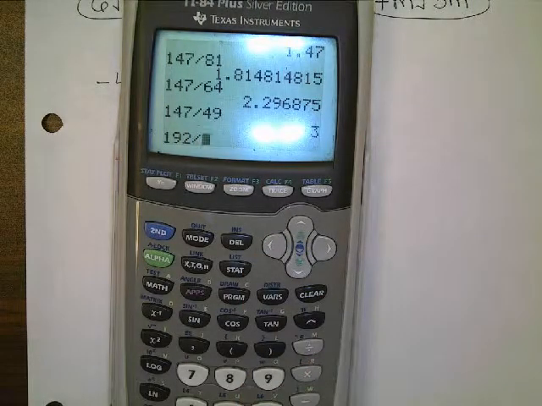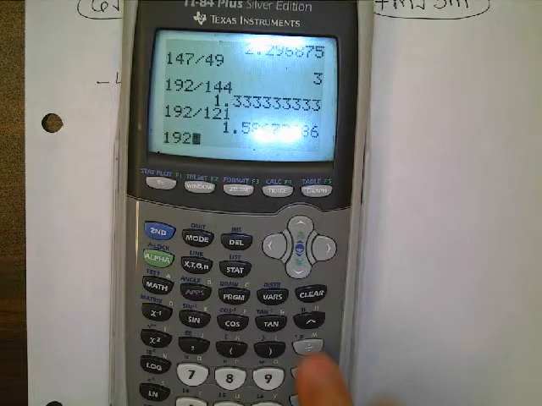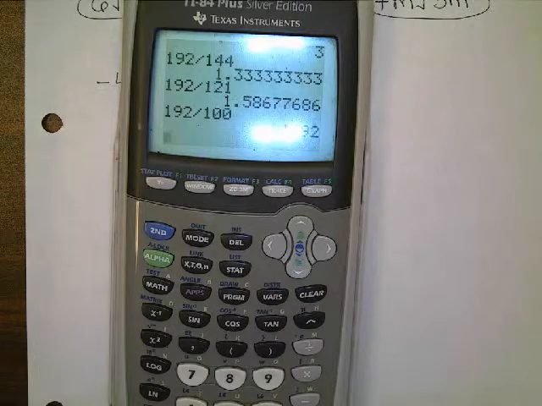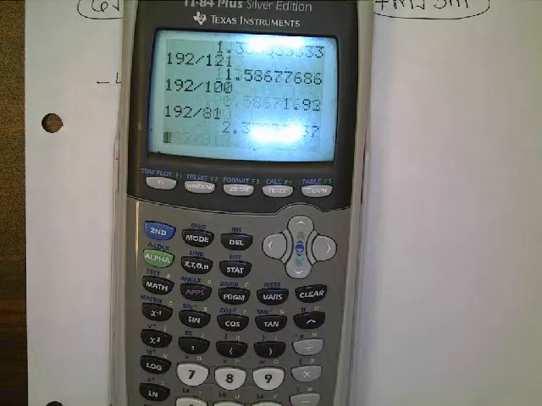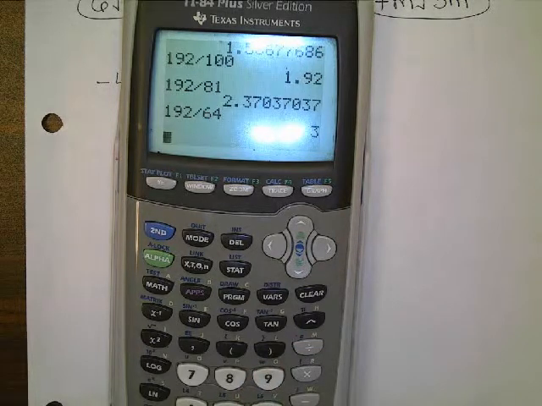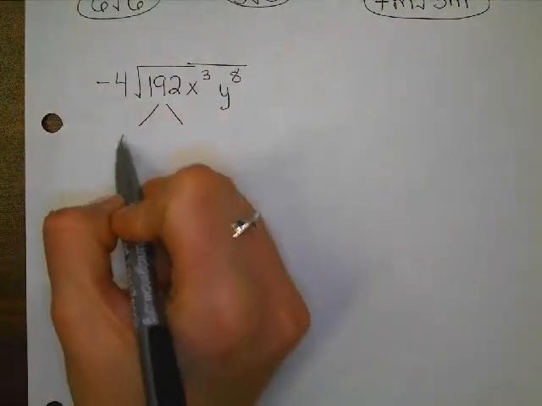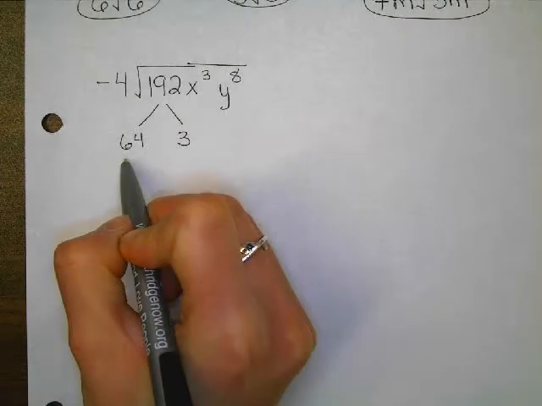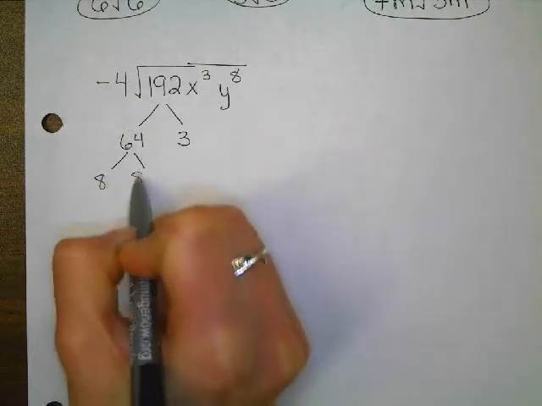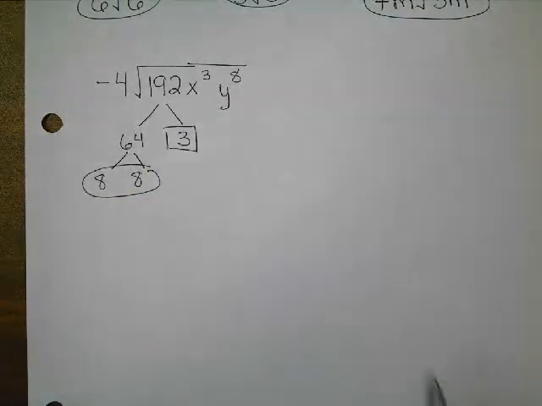So 192, let's start at, let's see, 144. That doesn't work. 121 doesn't work. 100 doesn't work. No. And 64 works. So 192 can be broken into 64 and 3. So 64 and 3. Now this 64 is a pair of 8 and 8. So there's my pair. Here's my loser.